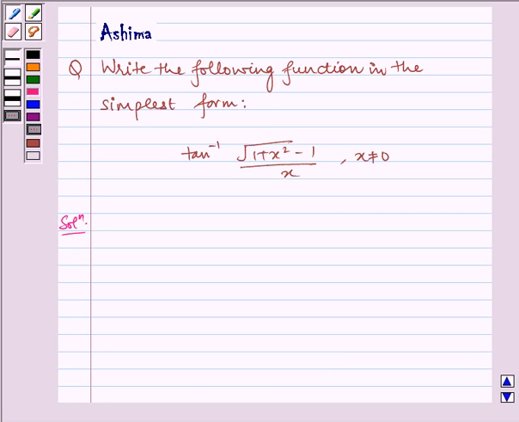Let us understand the following problem today. Write the following function in the simplest form. We have tan inverse of (under root 1 plus x square minus 1) by x, where x is not equal to 0. Now let us write the solution.